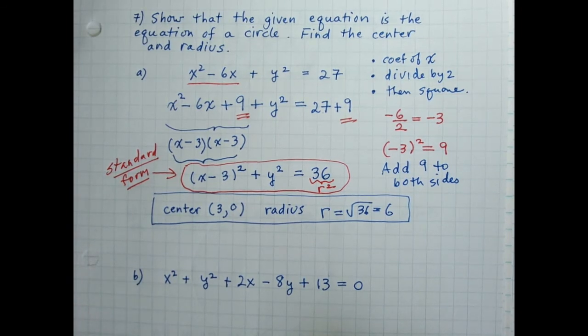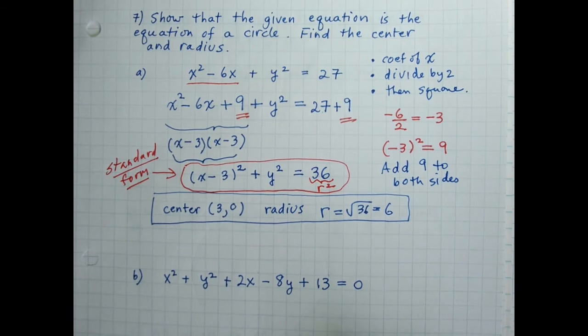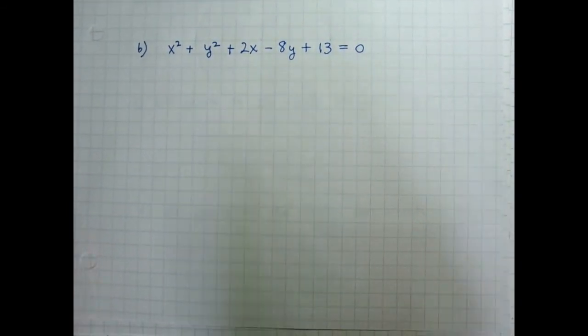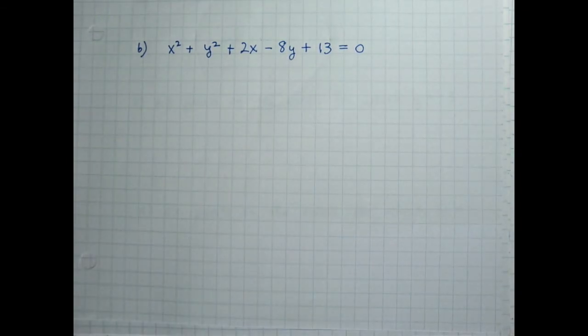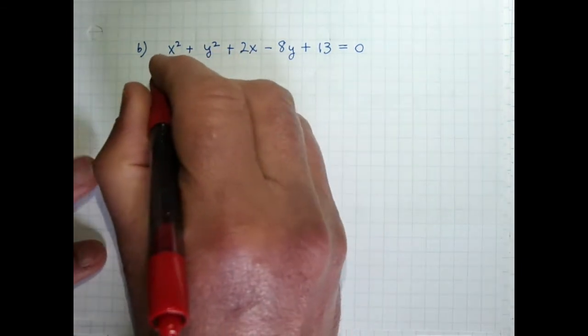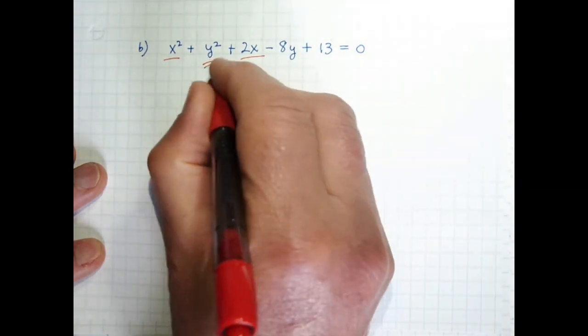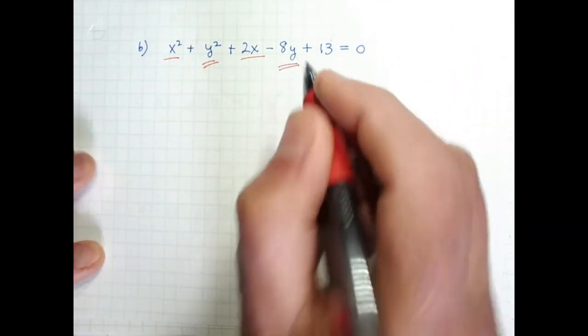So let's do another one of these. Okay, we're going to do another one in part B. And it's a little bit more complicated because we have extra terms for both x and y. I have an x squared and a 2x term. I have a y squared and a negative 8y term.